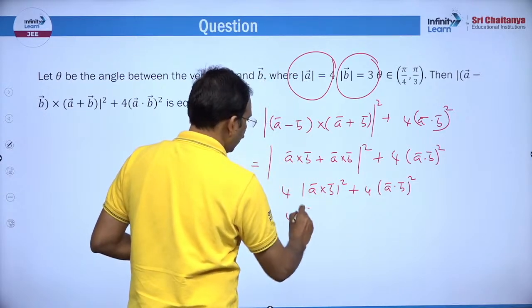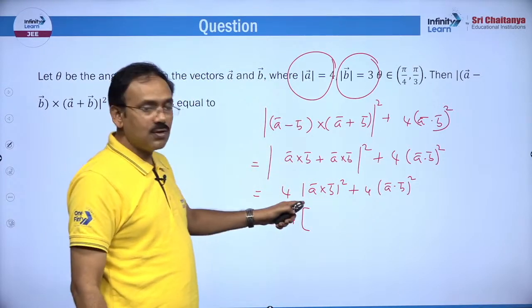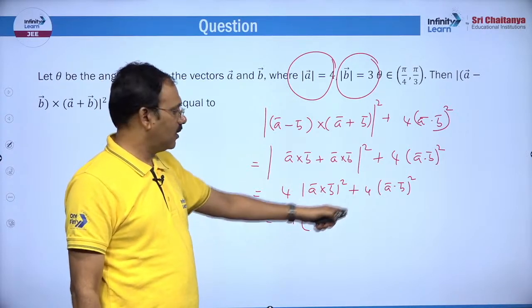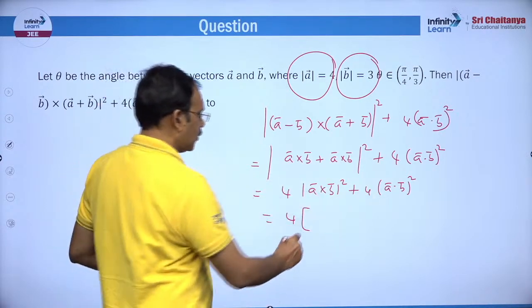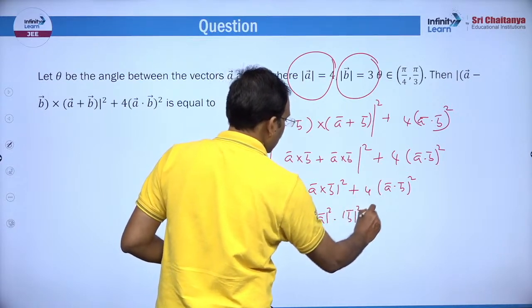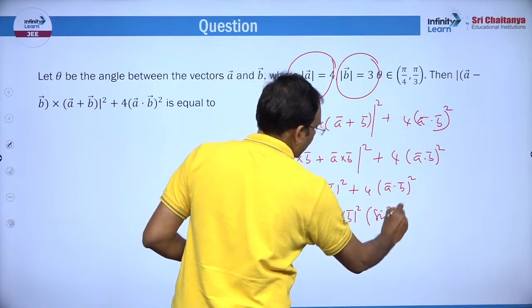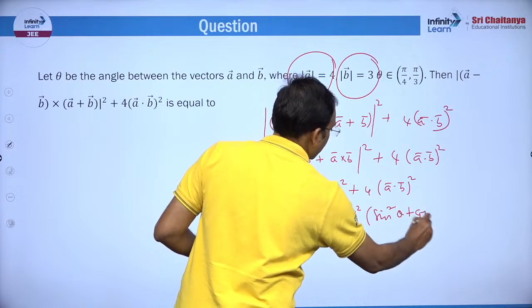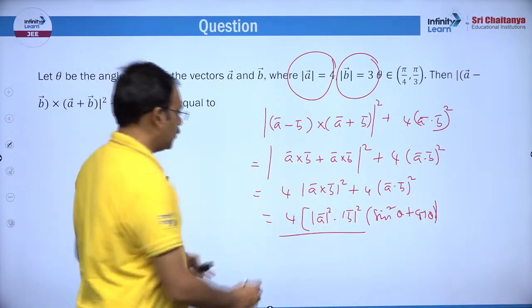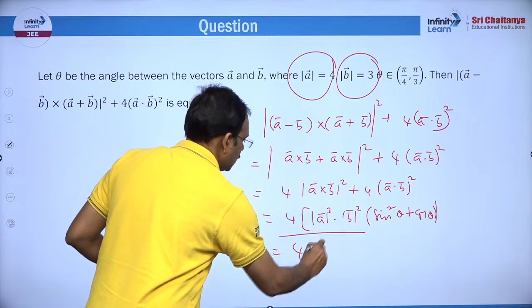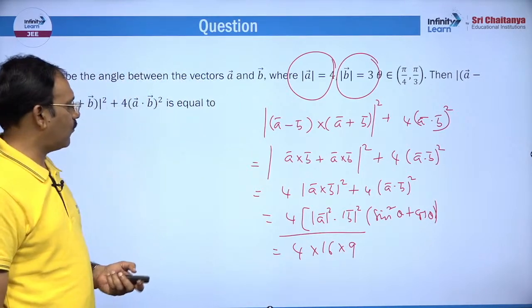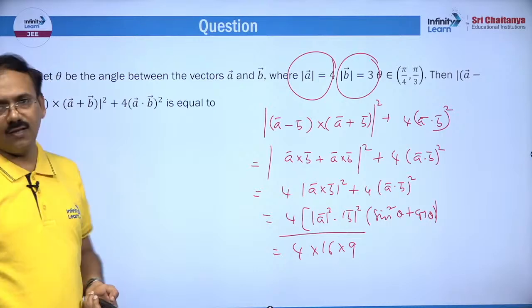So friends, if you take out magnitude of A bar square into magnitude of B bar square, sin square theta plus cos square theta, which is 1. So A bar square is 16 into 9, this is 4 into 16 into 9, my dear friends. So 144 into 4 is the answer.